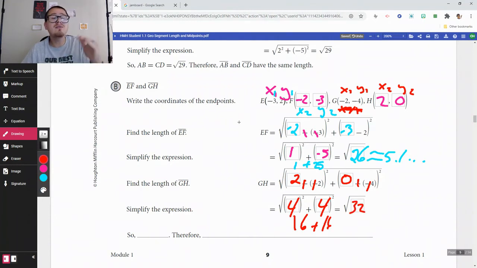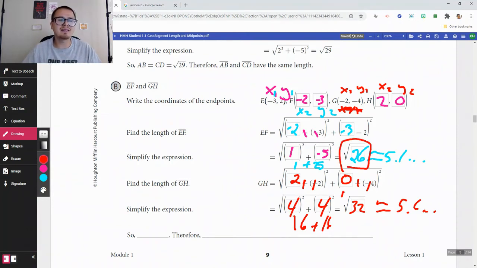But I don't even got to do the math, even though I know that's probably somewhere like 5.6. It's not quite 6, but it's bigger than 5.1. The question was, are these the same length? Obviously, the square root of 26 is not the same as the square root of 32, even if you don't know how to put that in your calculator. So, therefore, those are not equal length.